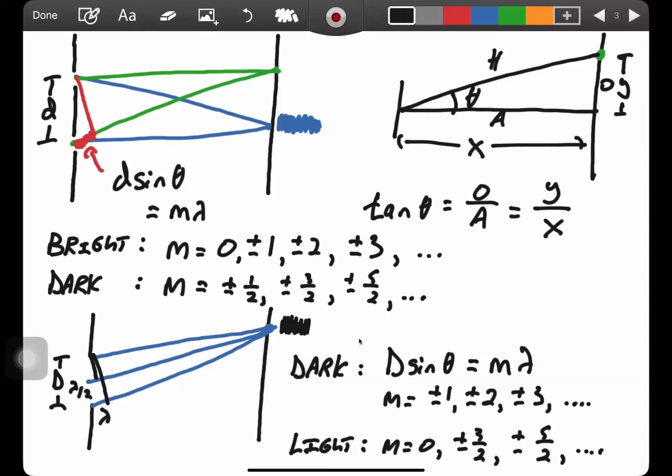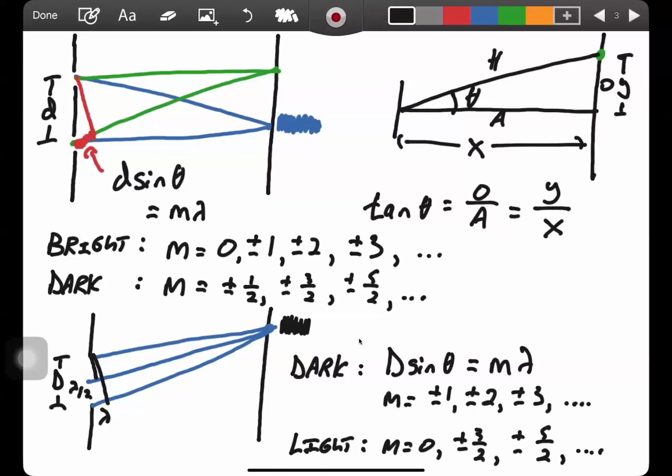But if the differences in path lengths are instead half integer multiple wavelengths, like half of a wavelength, or 3/2 of a wavelength, or 5/2 of a wavelength, now the waves are out of sync with each other. Peaks align with troughs, they cancel out, troughs align with peaks, they cancel out, and you have dark regions. So that's the name of the game.